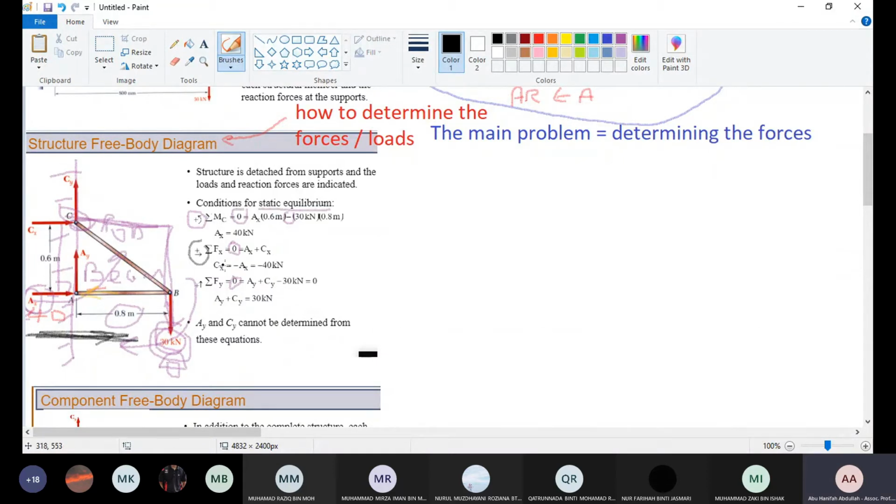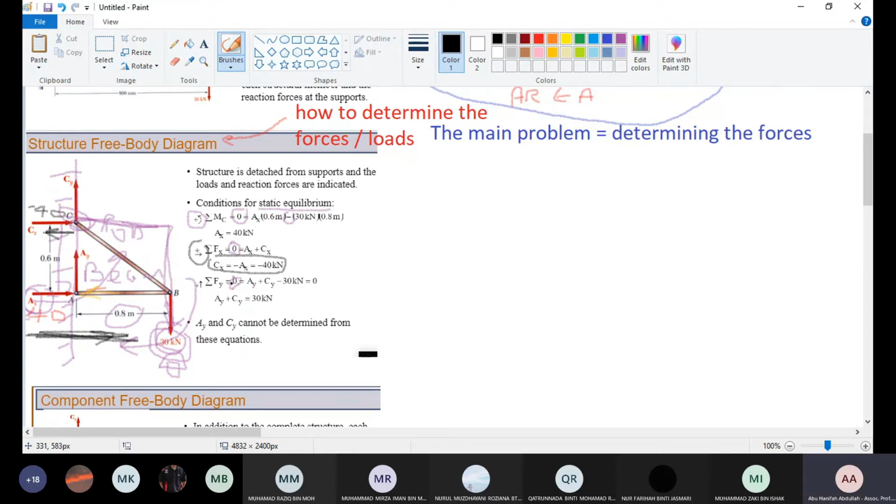So we have CX equal to minus AX, and AX is 40. So CX is minus 40. Minus 40 actually means it acts in the direction to the left. Because we said CX is positive, but the answer is negative, this CX is acting this way, to the left. So CX is minus 40. We have AX and CX, and we are left with CY and AY.